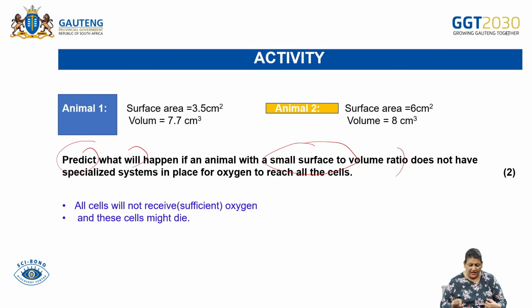That means all the cells will not receive sufficient oxygen, and the cells will die, because some cells will get oxygen and some will die. And if the cells die, it means the organs will also fail. And if the organs fail, that means the animal won't be able to move, it won't be able to see, and eventually the animal is going to die.